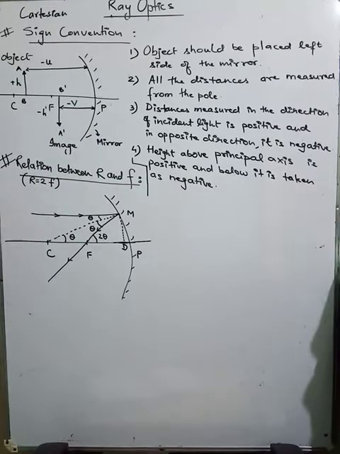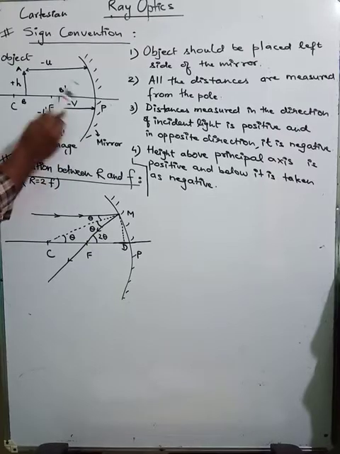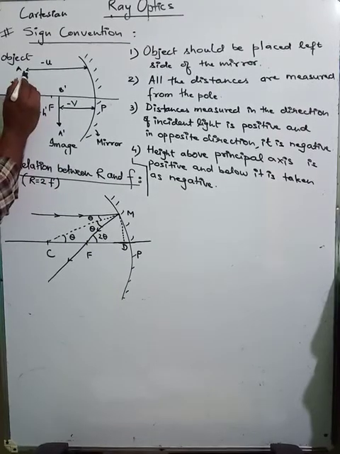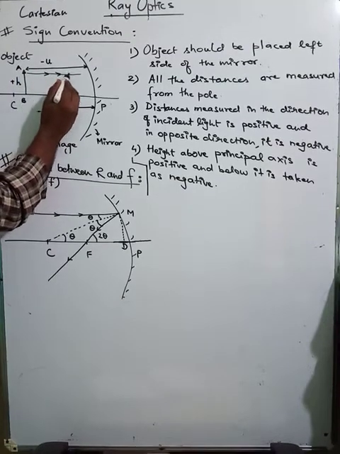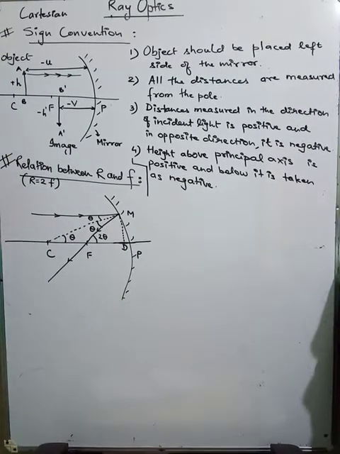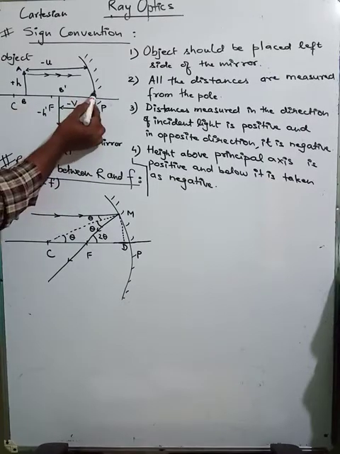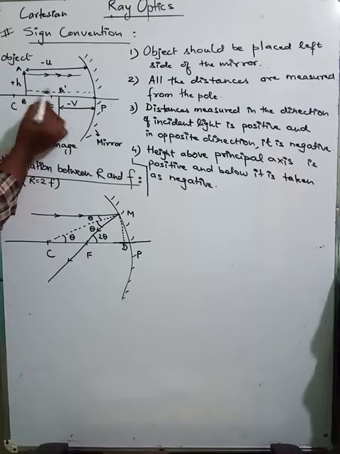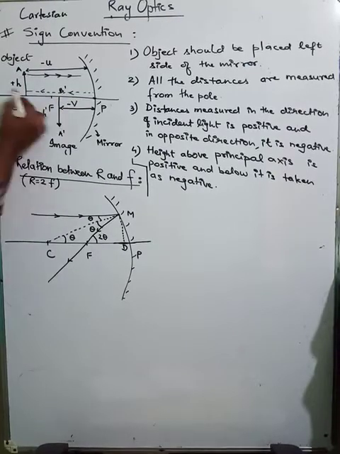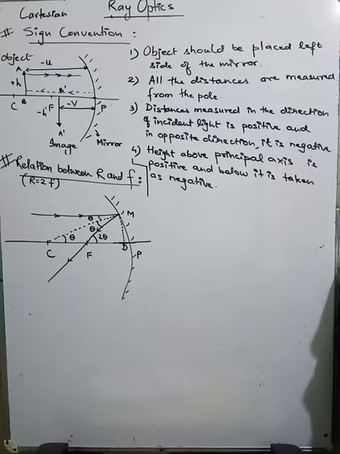See the third sign convention. The ray will go from left to right, and we are measuring distances from the pole. See the direction: the ray is going from left to right. This is the direction of the ray which is incident on the mirror, and we measure the distance from the pole to the object. See the direction of measurement. It is just opposite to the incident ray. Therefore this distance u we write as negative, minus.